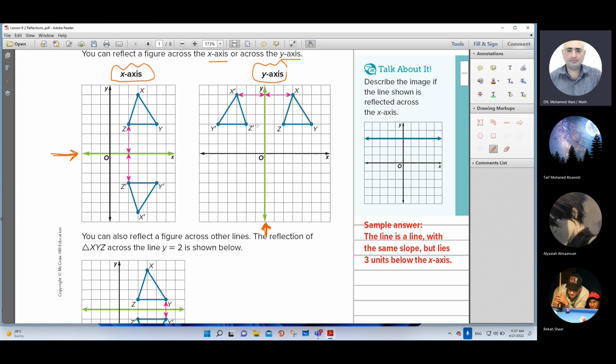And always the pre-image and the image are the same distance across the line of reflection.